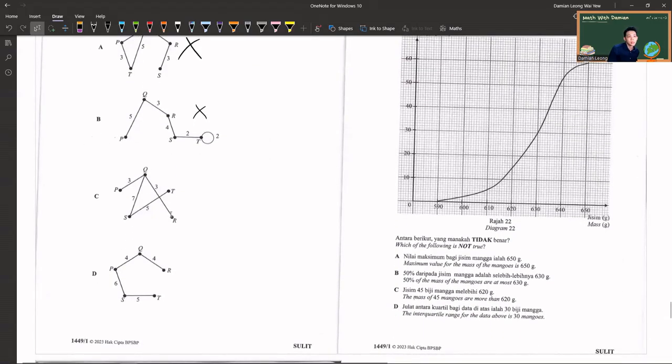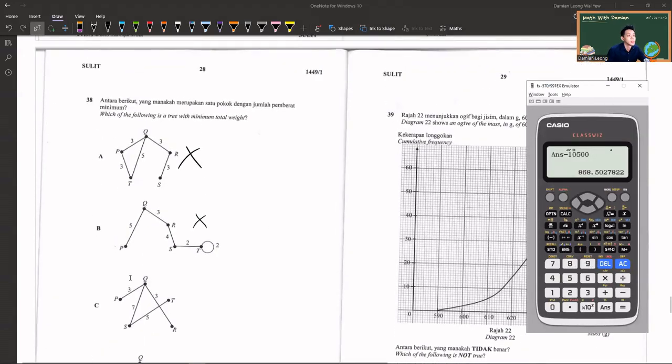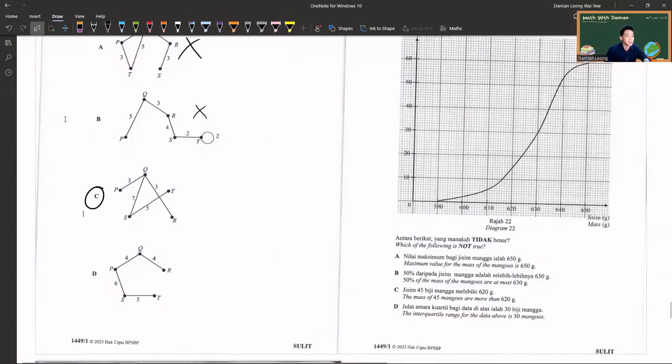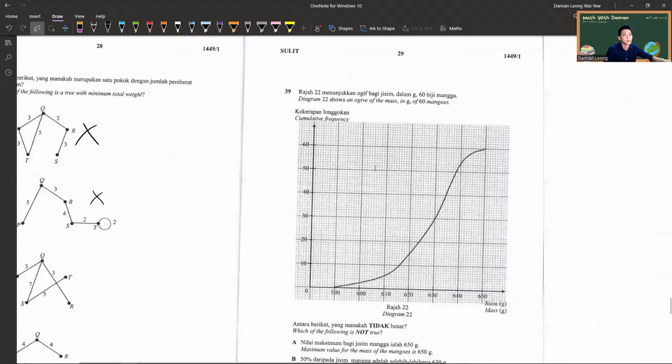Okay. C, D dua-dua juga pokok. Okay. So kami lihat yang mana ada jumlah pemberat yang lebih kurang. Okay, which has the lesser total weightage. 3 plus 3 plus 7 plus 5, 18. 4 plus 4 plus 6 plus 5, 19. So C has less. Okay.